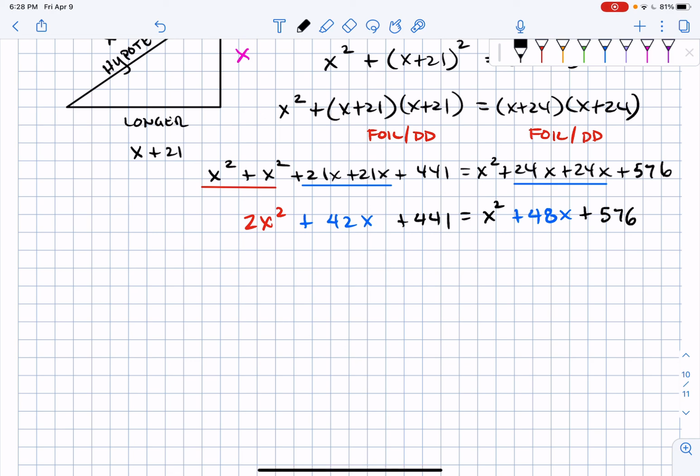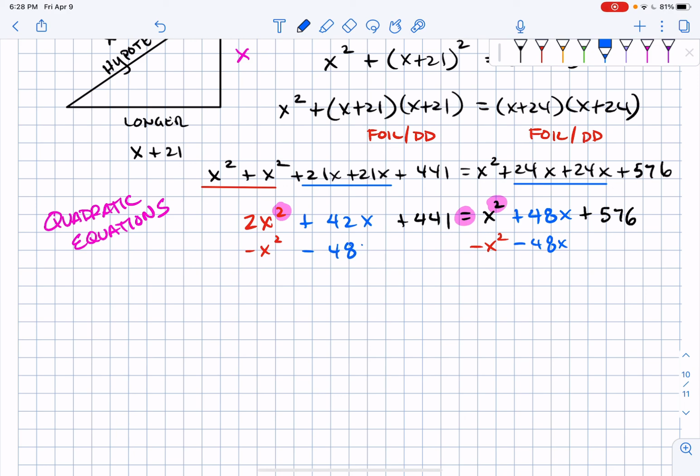Okay? But look at this, guys. What do I see? I see x squares and an equal sign, which tells me that's right, quadratic equations. Man, you guys are so smart. All right, so that means I have to get everything on one side. So I'm going to subtract this x squared. I'm going to have to subtract this 48x. And I'm going to have to subtract this 576.